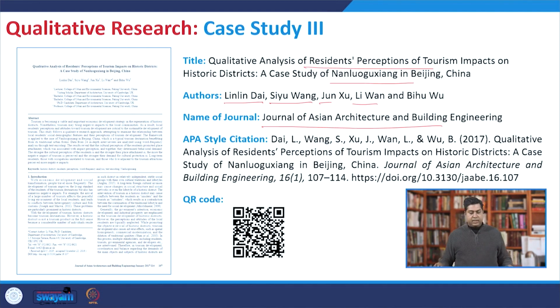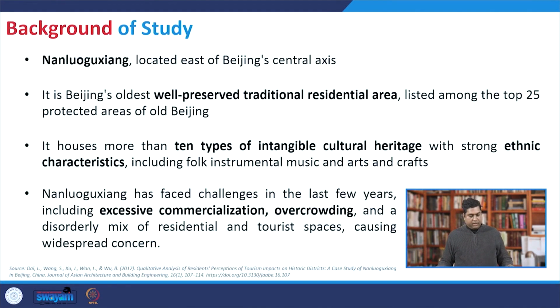Now, if I look at the title itself, it clearly mentions the method the authors have applied, that is qualitative analysis. If we discuss the background of the study, Nanluoguxiang is located east of Beijing's central axis, that is the context where it is situated. It is Beijing's oldest well preserved traditional residential area.